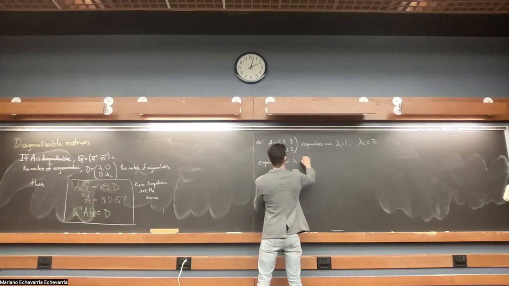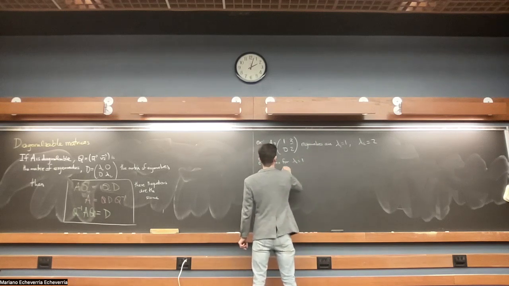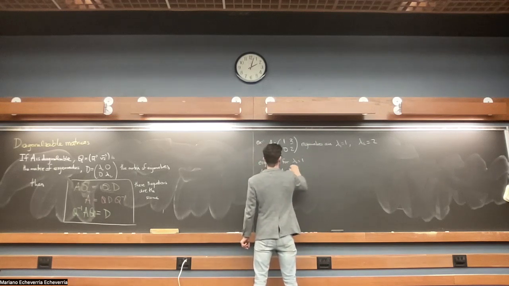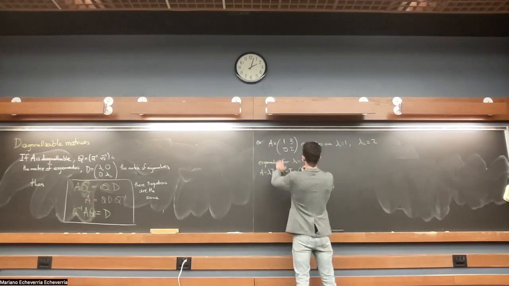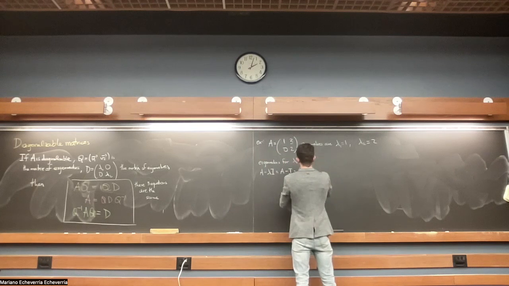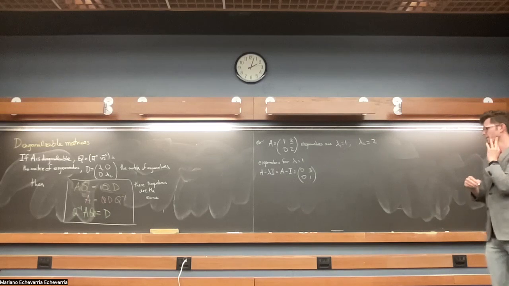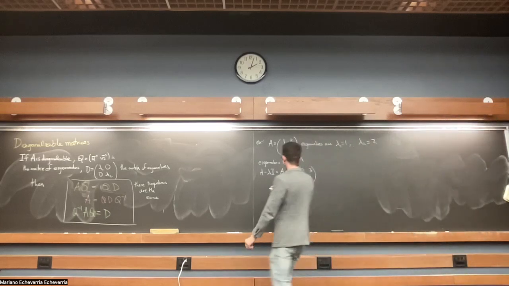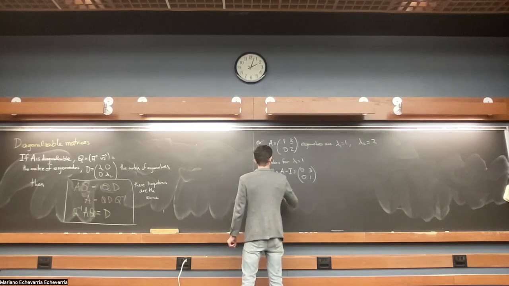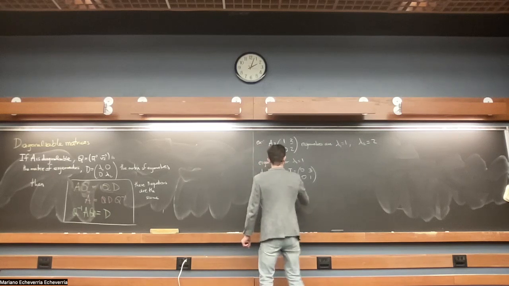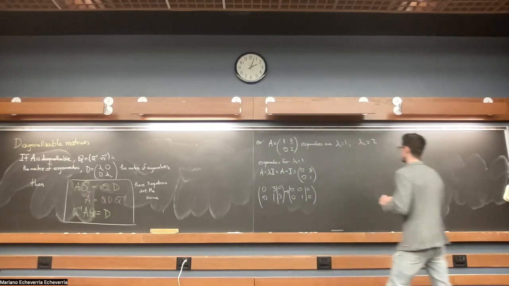lambda 1 equals 1? Well, you look at A minus lambda I. So because this is 1, it's A minus the identity, right? So you get 0, 3, 0, 1. Right. So again, you have to look at the null space of this, which gives you 0, 0, 0, 0, 1, 0. Okay.